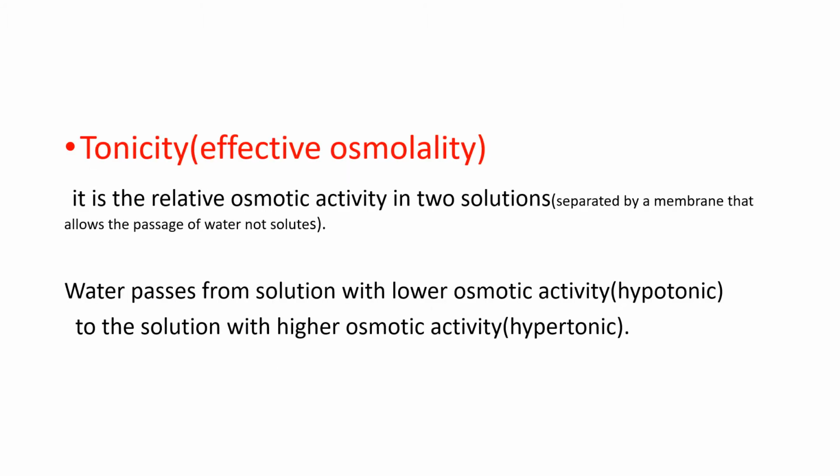The term tonicity, or effective osmolality, is the relative osmotic activity in two solutions separated by a membrane that allows the passage of water, not solutes. Water passes from the solution with lower osmotic activity, which is called hypotonic solution, to the solution with higher osmotic activity, which is termed hypertonic solution.